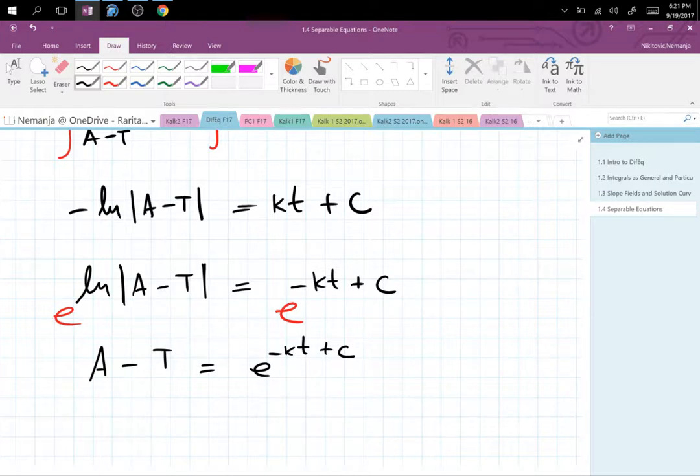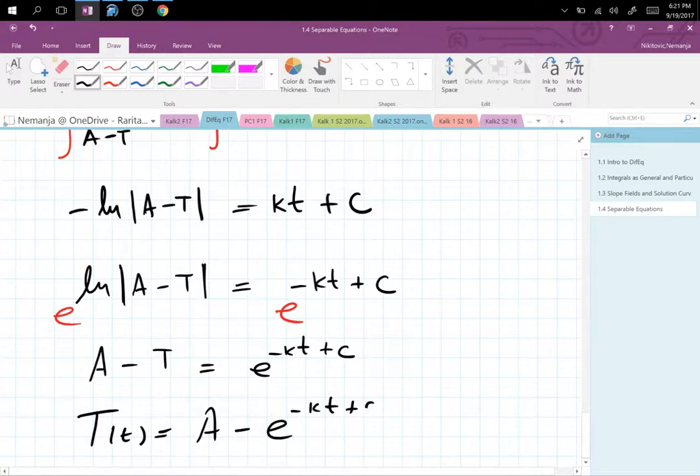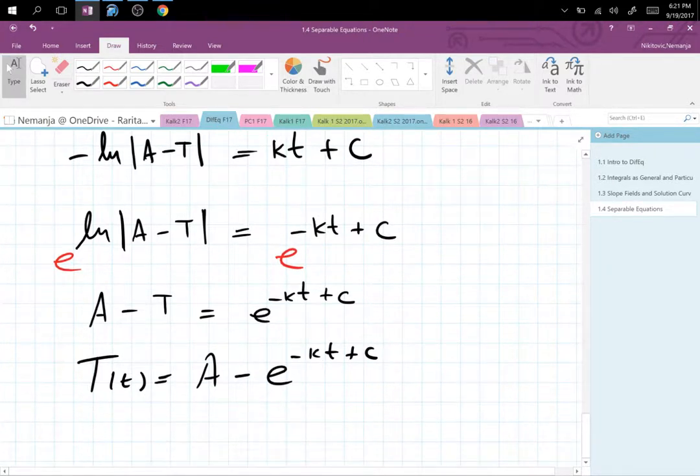From here, if I move A to the other side, it becomes negative A plus C, and then multiplied by -1. So T as a function of time is going to be A minus e to the negative kt plus C. I hope. Of course, it's math.